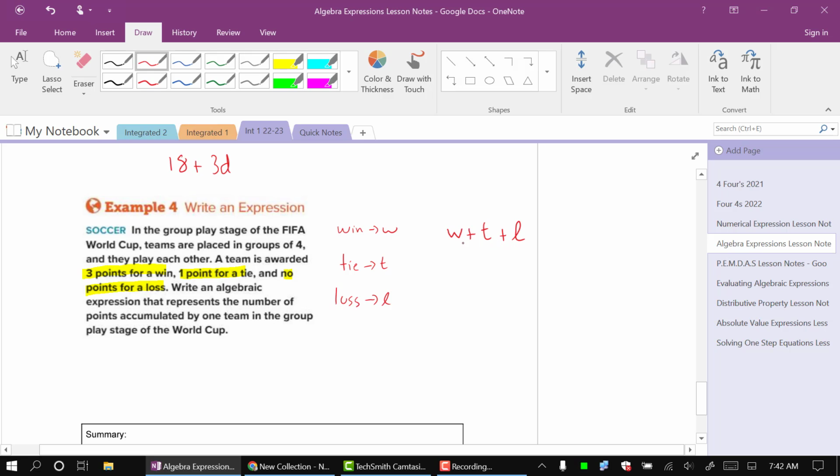But each one of these is not balanced. They're not worth the same amount of points. Wins are worth 3 points. So however many wins they get, we're going to multiply that by 3. Ties are worth 1 point. And then losses are worth no points. So that's going to be 0 times L. Well, 0 times L is just 0. So this will be 3W plus. And when we have a 1 right here, we don't have to write it. We can just leave it as T. We assume that the 1 is already there. So the expression is 3W plus T.